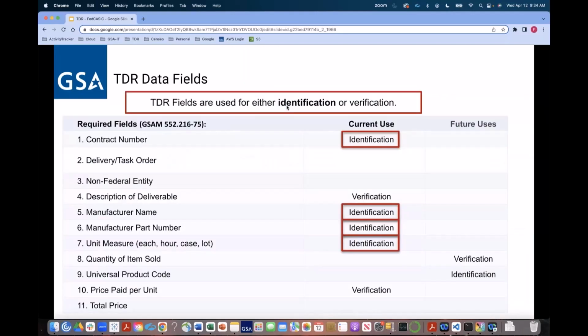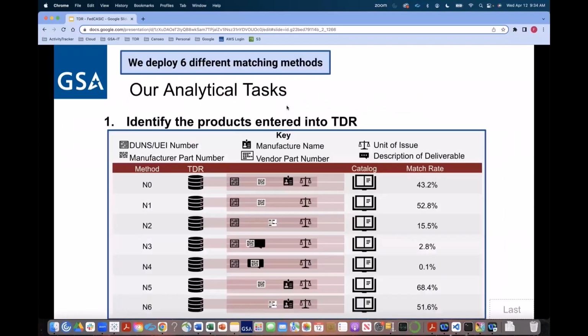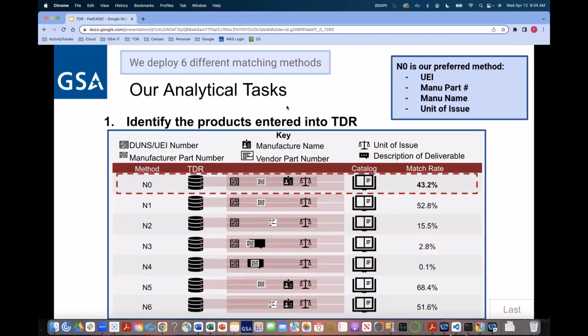Within the fields on TDR, we use contract number, manufacturer name, manufacturer part number, and unit of issue or unit of measure for identification purposes. What that looks like is this 6-part, or 7-part, model, where we do different joins. In method N0, we're using UEI, manufacturer part number, manufacturer name, and unit of issue, and we can see that we have a 43.2% match rate within the catalog.